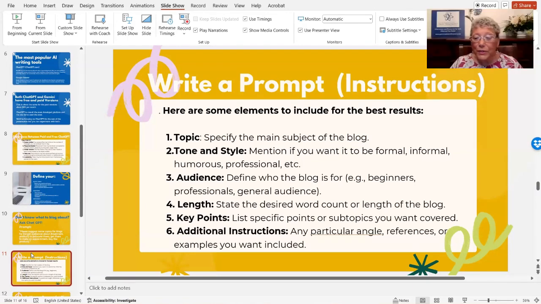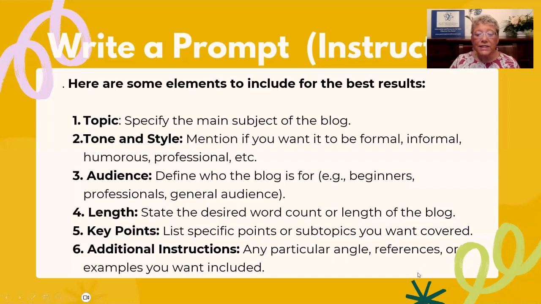Yeah, thank you. So when you write a prompt, it's called a prompt, and basically that's the instructions to ChatGPT or any AI about what you want. So you want to be as specific as you can. So you want to specify the subject, tone and style. Now, I had a lot of fun with this in the beginning when I first started using ChatGPT. So you could ask it to be formal, informal, humorous, professional.